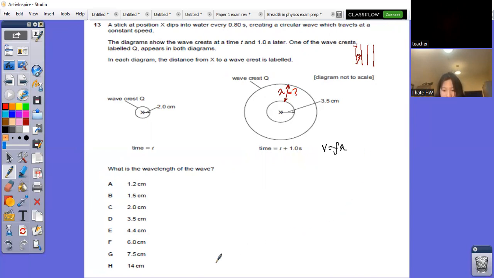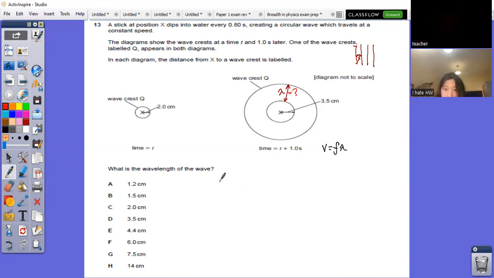So we need the frequency, which is 1 over time. Good. And what's your time period? It's a time plus 1 second. Okay, so remember, is it 1.8?